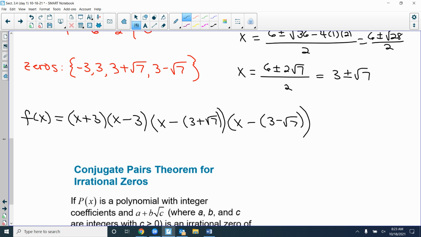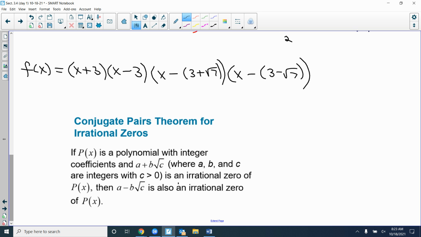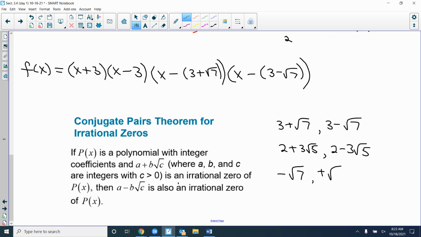So there's your roots. Now, at the very bottom, it says conjugate pairs theorem. All this means is you cannot have one radical as a root. So if I know 3 plus square root of 7 is a root, I know 3 minus square root of 7 is a root. If I know 2 plus 3 square root of 5 is a root, then 2 minus 3 square root of 5 is a root. If I know negative square root of 7 is a root, positive square root of 7 is a root. They always come in pairs. Can't just have one.